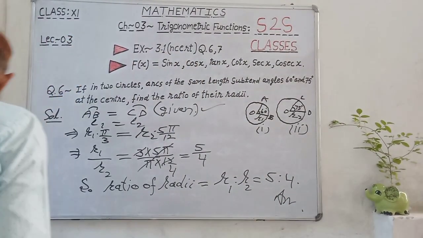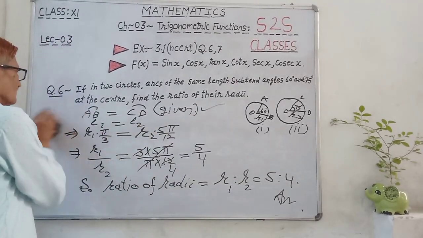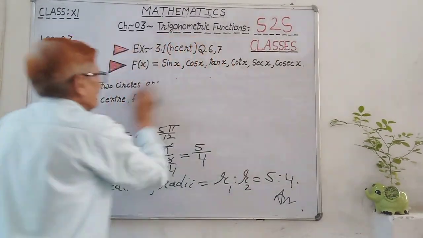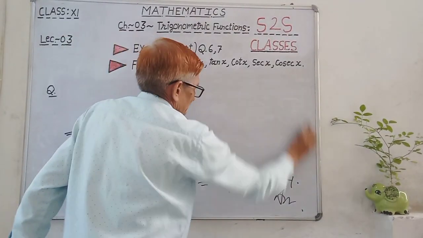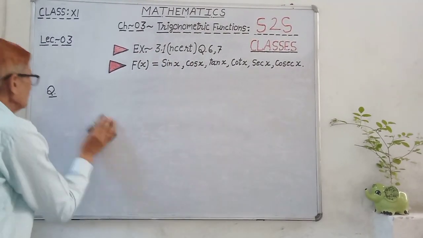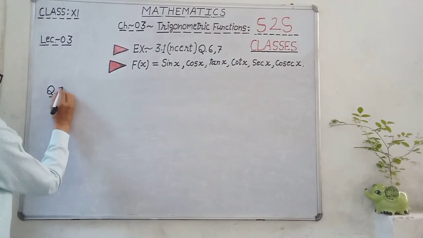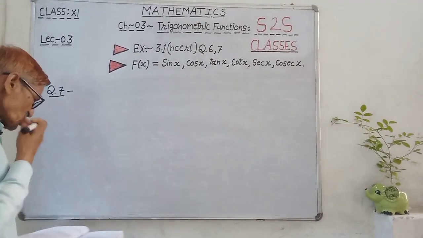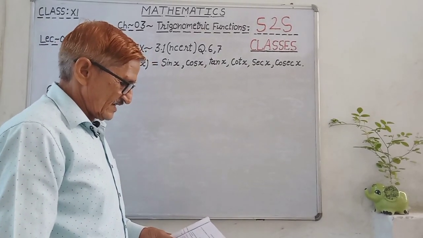So like this we can solve. Easy, whatever is given, according to that you should follow the condition and the formula. So now next question, question number 7, from the NCERT book. Okay, now see what is question number 7 in NCERT book.